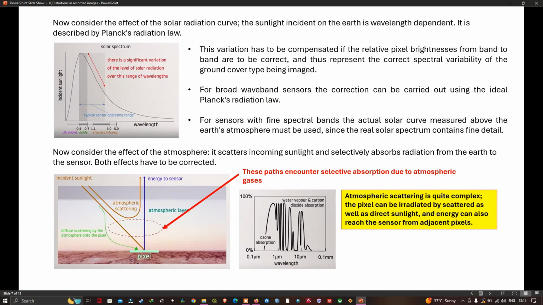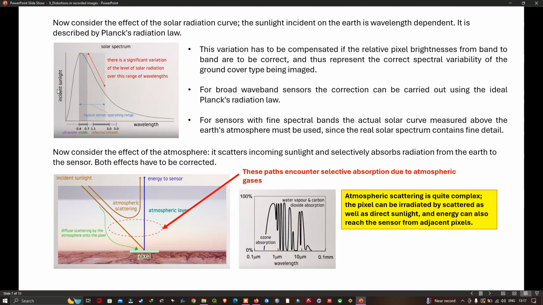So next we examine the variation with wavelength of the solar radiation curve. This is our solar radiation curve, which you can see in the top left side of the slide. As seen here, over the optical range of wavelengths, there can be a significant change in the level of radiation falling on the Earth's surface. That could suggest that the visible wavelengths could appear brighter than those in the infrared range just because of the level of sunlight and not because of the spectral reflectance variation of a given cover type.